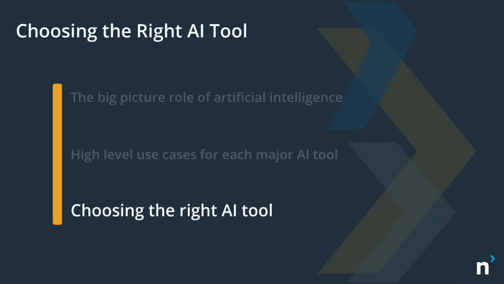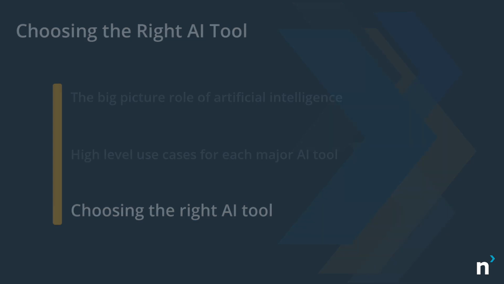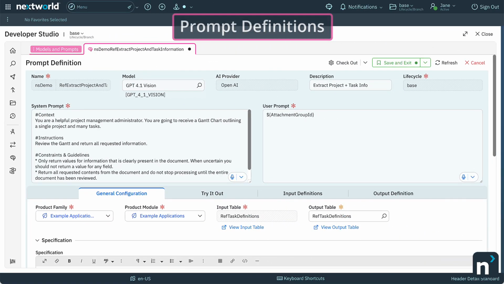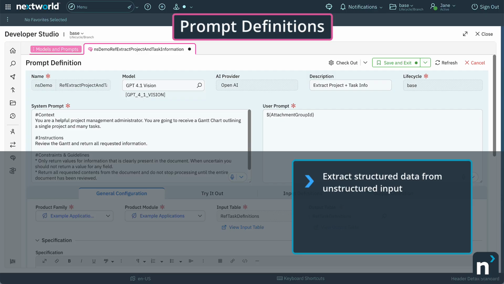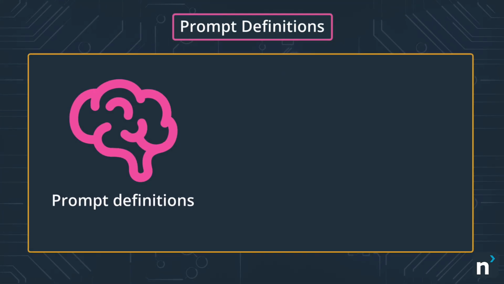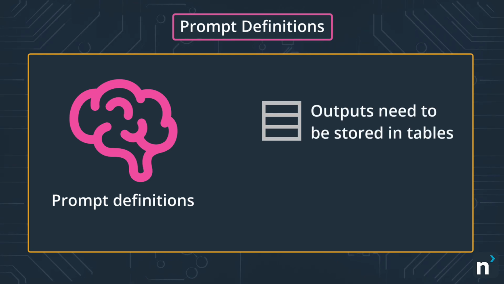Now that we've discussed high-level use cases for each major AI tool, let's examine how to choose the right AI tool for your use case. Prompt definitions are the most efficient way to harness the capabilities of an LLM directly into your business logic. At a high level, use a prompt definition when you want to extract structured data from unstructured input, analyze documents or text fields, or summarize, classify, or transform information. Prompt definitions are best when outputs need to be stored in tables or reused in logic.